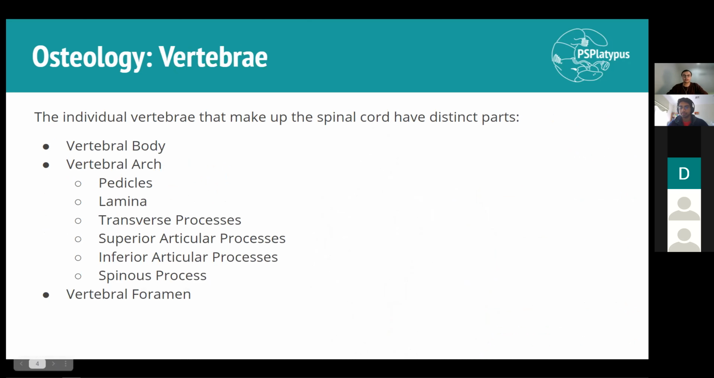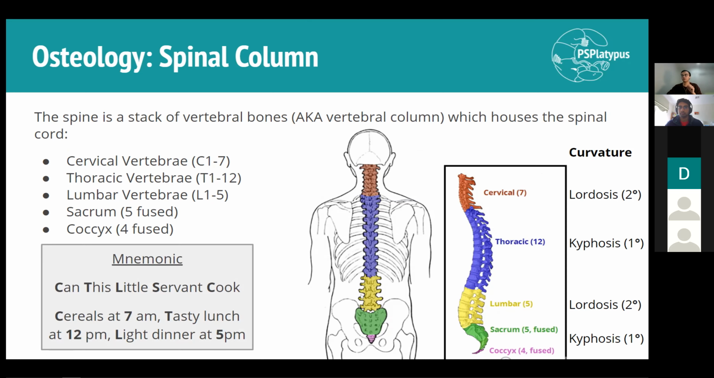Okay, so that was an overview of the bones, but now we're going to talk more about the individual structures of the vertebrae. If you go back a little bit here, we talked about the vertebral column, but now we're going to talk about the individual coins in that stack, or the vertebrae.